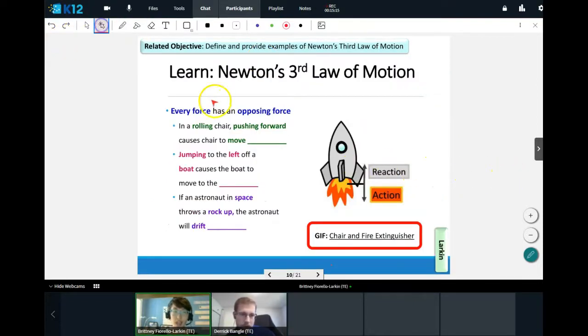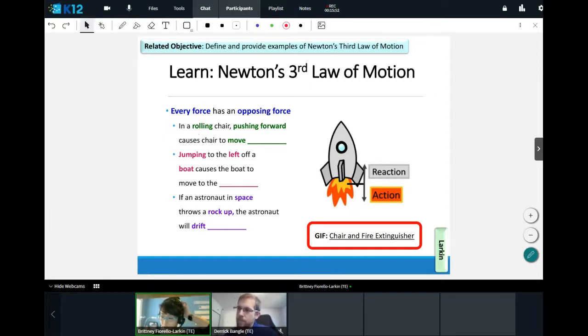So we said every force has an opposing force. Every force is going to have an opposite. For every action, there's an opposite reaction. Now, you might have heard this in everyday life, but this is actually a physics concept. So what I want you to imagine is you can actually do this right now. If you are in a chair, whether it's rolling or not rolling, if you push forward on your desk, which way does your chair actually want to move? Tell me in the chat box.